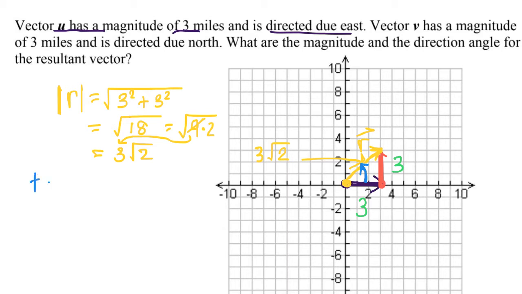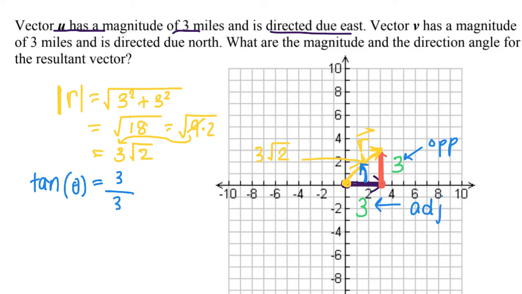But that direction angle is going to be found by saying tangent of that angle theta is equal to opposite, so that side's my opposite, over this side here, which is my adjacent. And so I get 3 over 3.